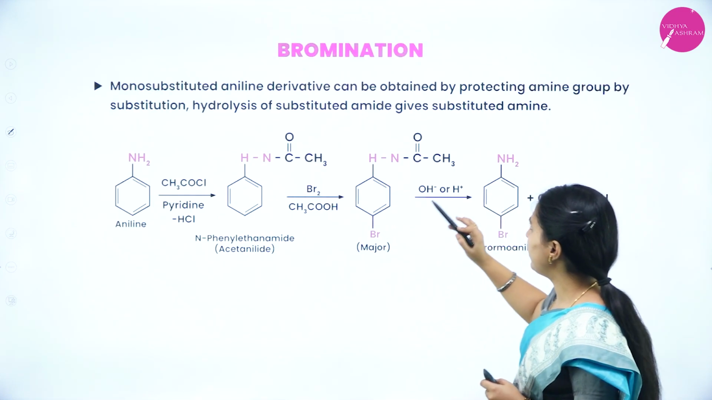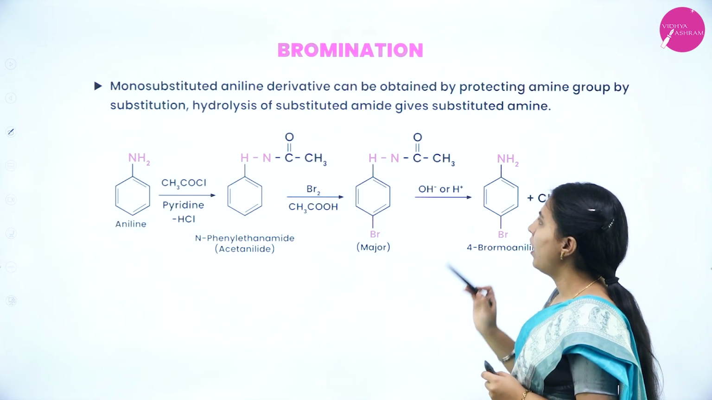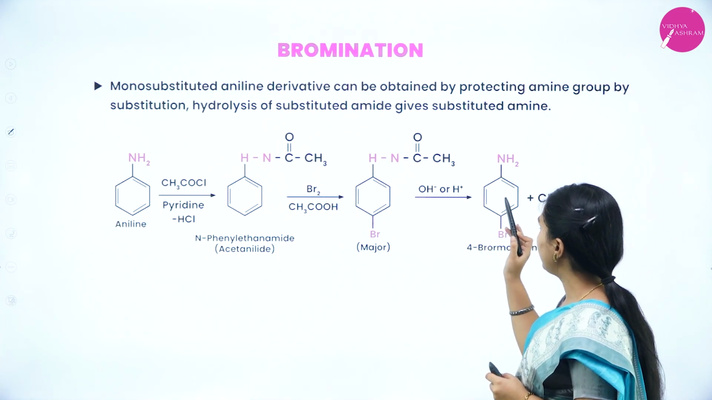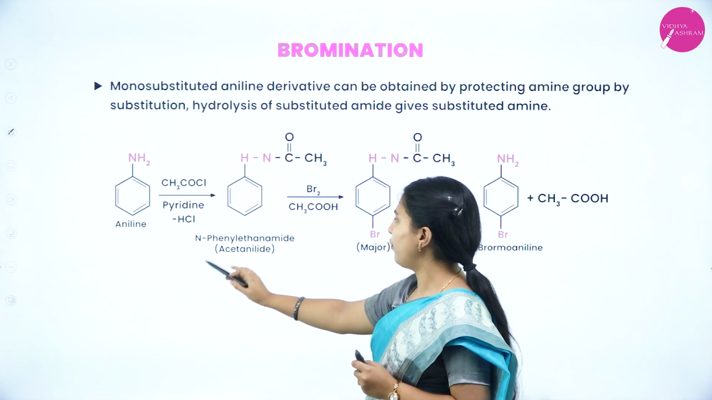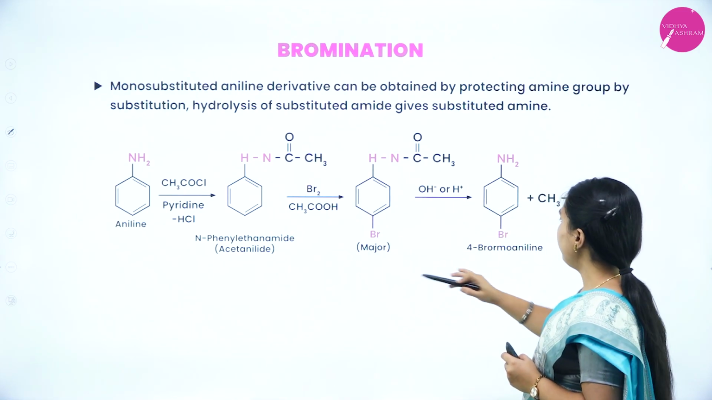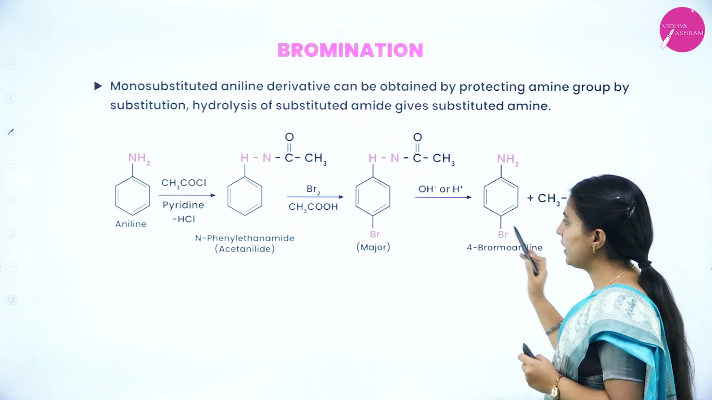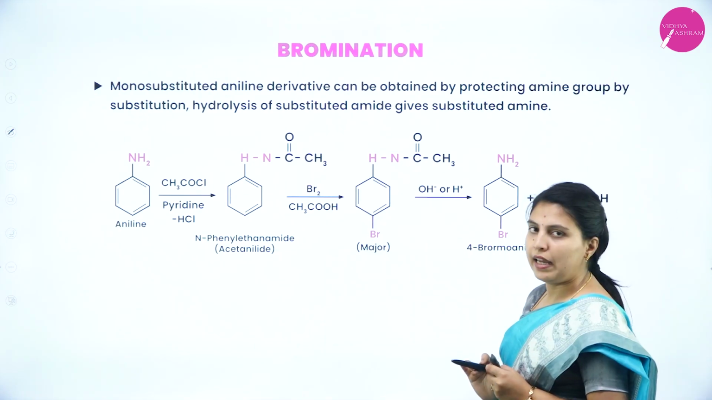A monosubstituted aniline derivative can be obtained by protecting the amine group by acetylation. Hydrolysis of the substituted amide gives the substituted amine. Here only the monosubstituted product will form from N-phenyl ethanamide. Next, bromine will give 4-bromo derivative. That is, the bromoamide will give the monosubstituted aniline.